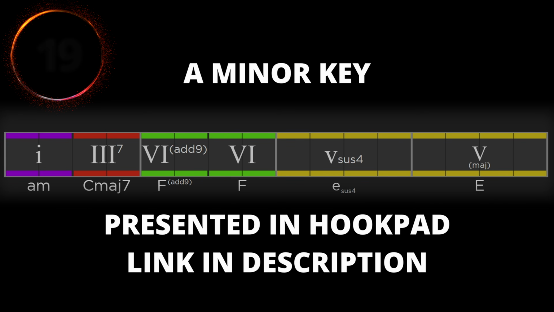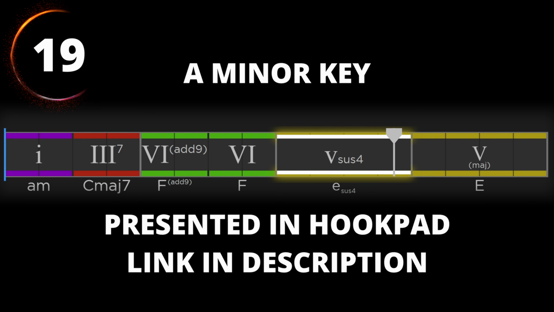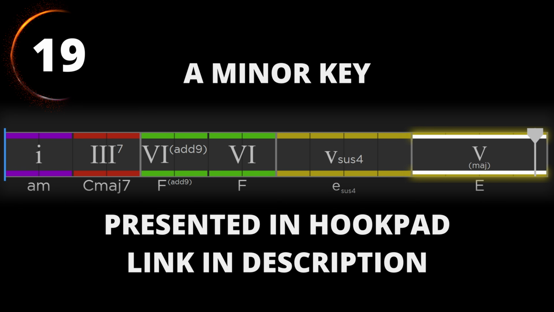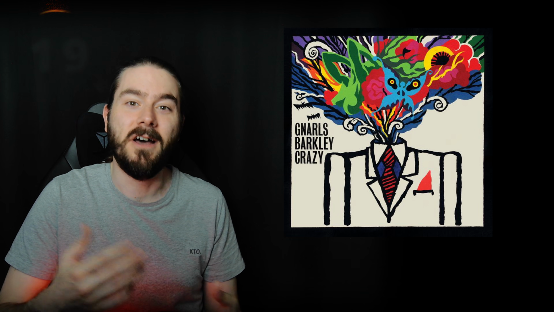In at 19 is 1, 3 major 7th, 6 add 9, 6, 5 sus4, major 5. On the face of it, a more complicated progression, but don't panic, just listen to the sound. It has a descending feeling and ends with the 5 sus4 to major 5 move we saw previously. Find this progression in the song Crazy by Gnarls Barkley.